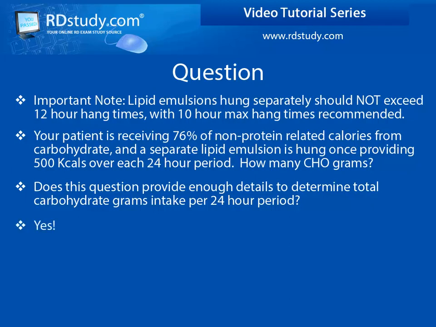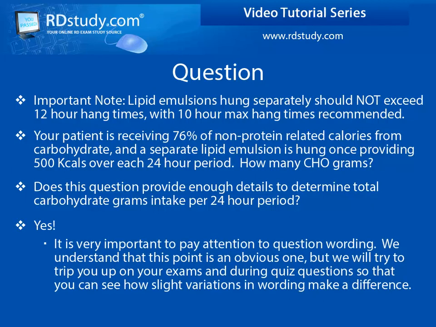The answer is yes. We specifically made the point about the lipids to bring to your attention how important wording can be when it comes to the questions. The question states that an emulsion is hung once per 24 hours. Do not assume that it means that it takes 24 hours for an administration to take place. All it means here is that the patient receives lipids once per day, supplying 500 kcal. So it is not problematic, and this can be properly solved.